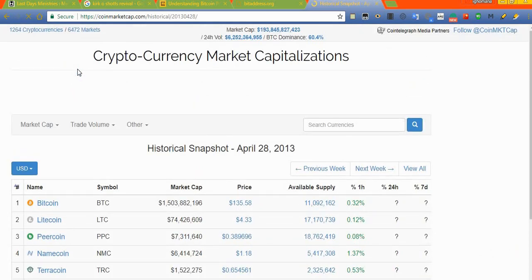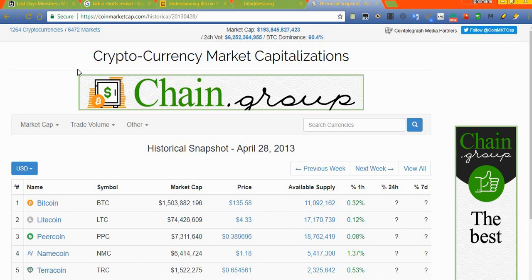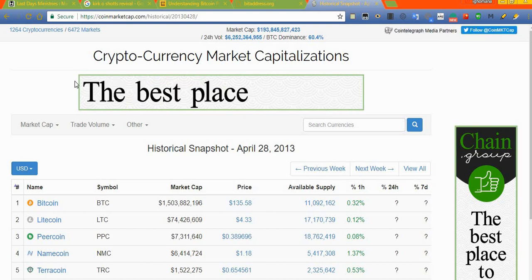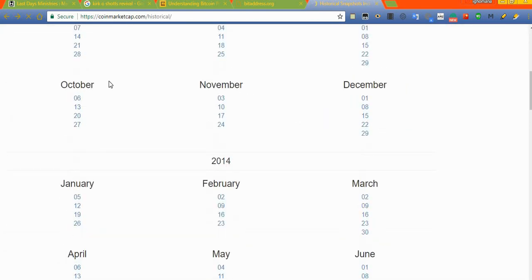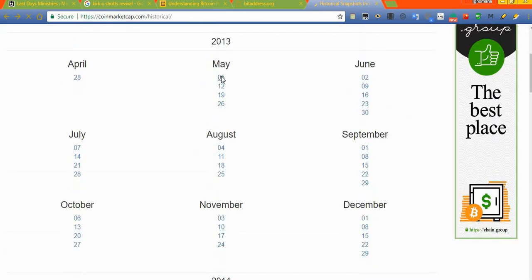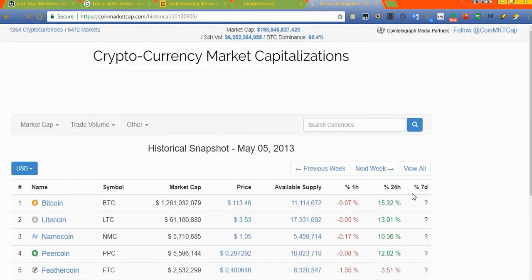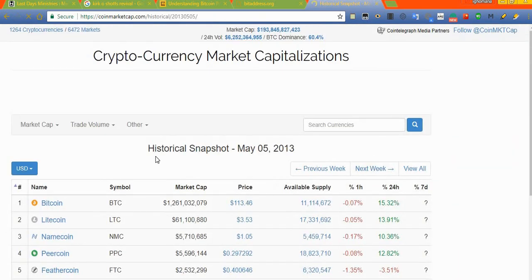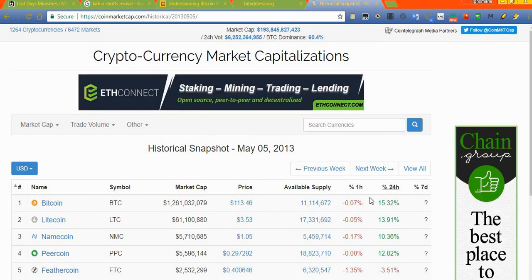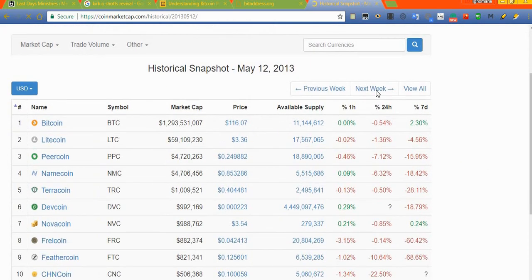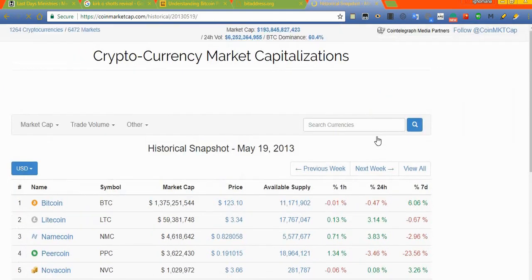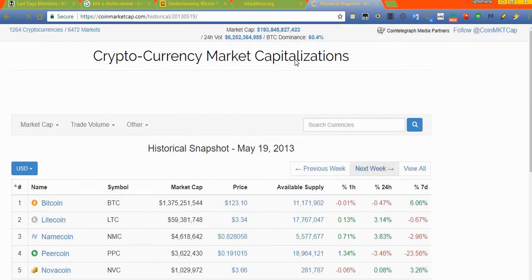Since it was listed on CoinMarketCap in 2013, Bitcoin was trading for $135. Let's go back. You scroll and you can study the chart over time and see where it was. The price came down, and you see other things there. You go to the next week, trying to see the fluctuations that happen in the market.